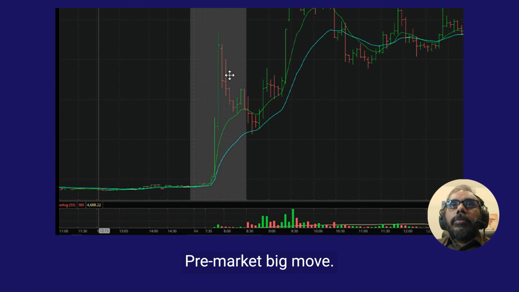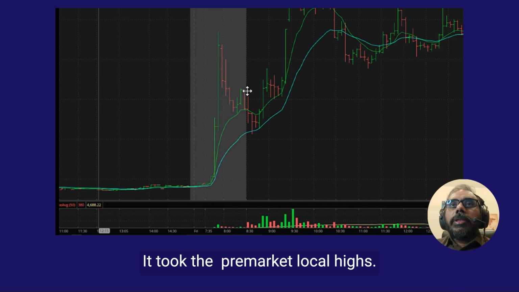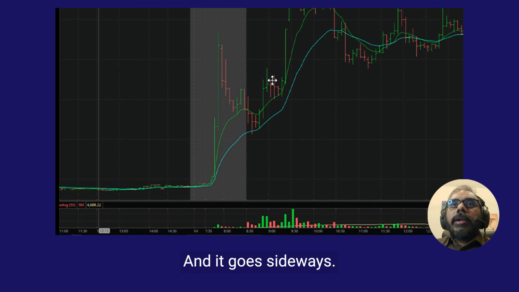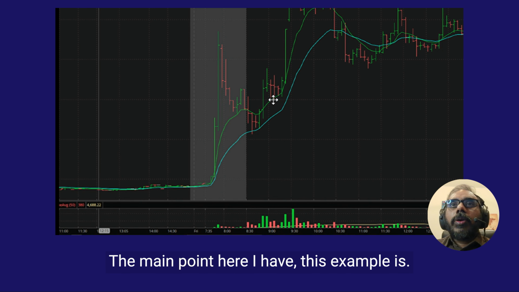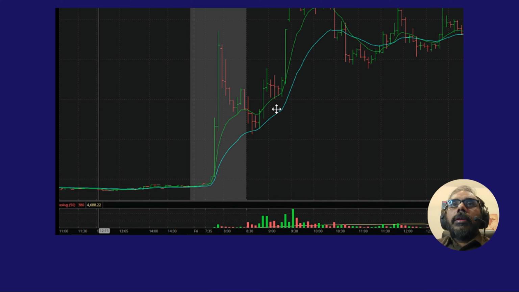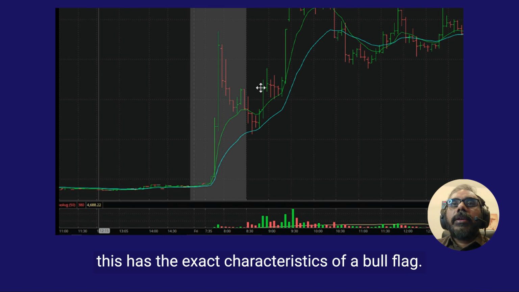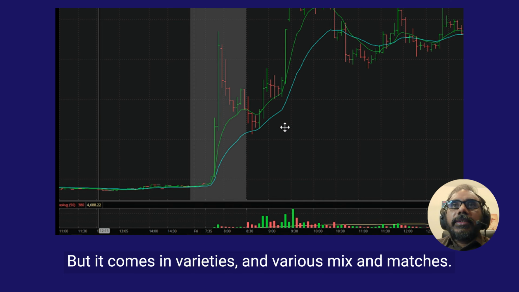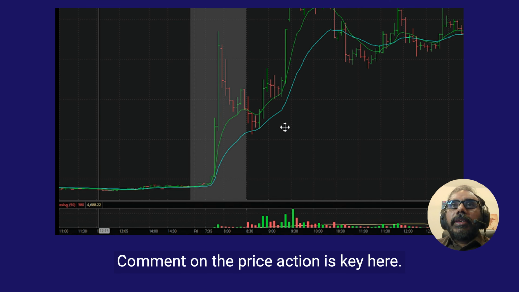Here, pre-market big move, slowly gave on the way back, and then at the market open started to take off. It took the pre-market highs, and it goes sideways. So not all the setups will look exactly the same. The main point of this example is I try to read the behavior of the price action rather than the exact characteristics of a bull flag. But this has the exact characteristics of a bull flag, but it comes in varieties, in various mix and matches. Command on the price action is key here.